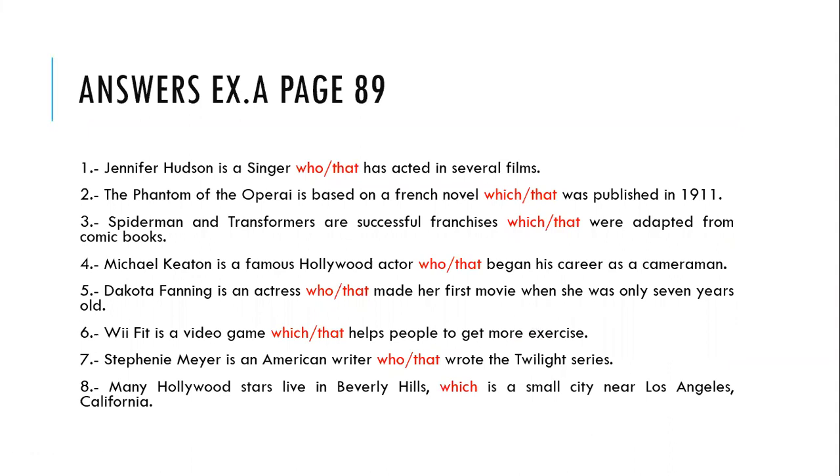So here we have the answers. And as you can see, we have the relative pronouns in red. And we did number 1 as an example. Number 2, the Phantom of the Opera is based on a French novel, which or that was published in 1911.